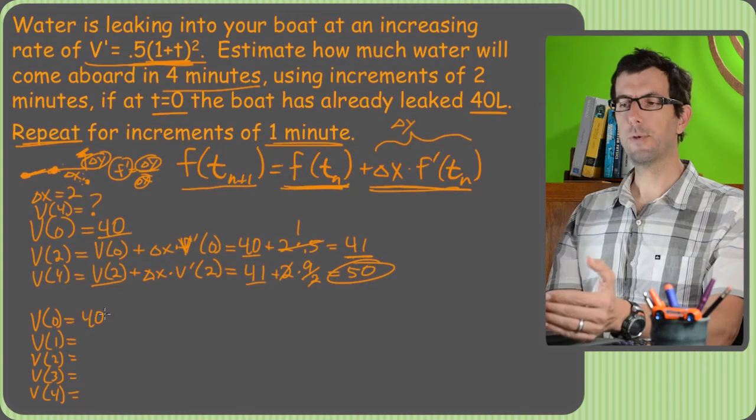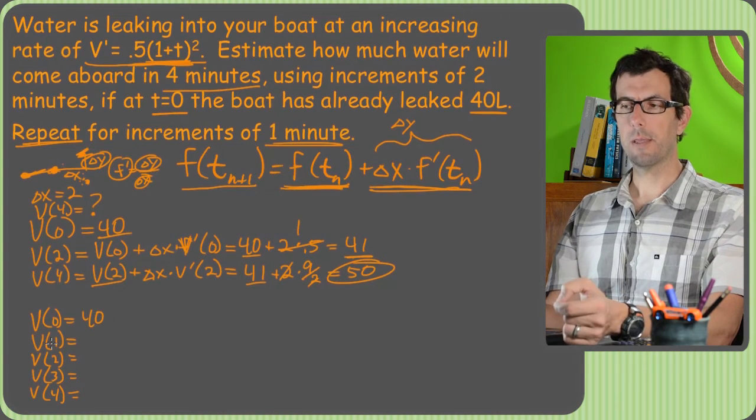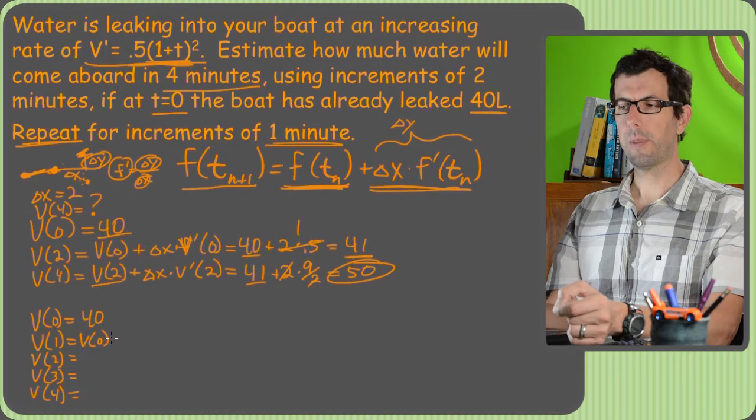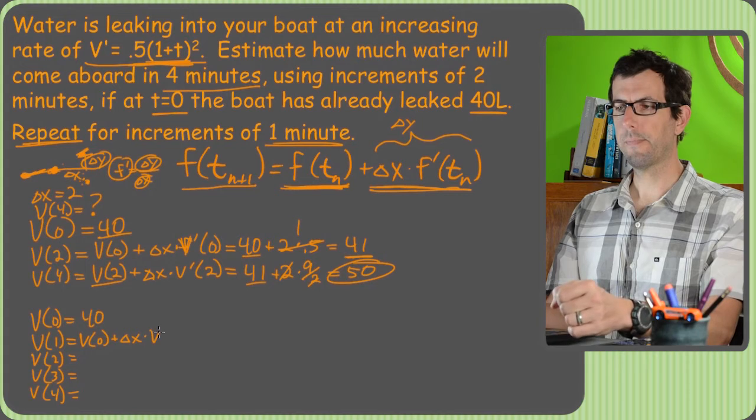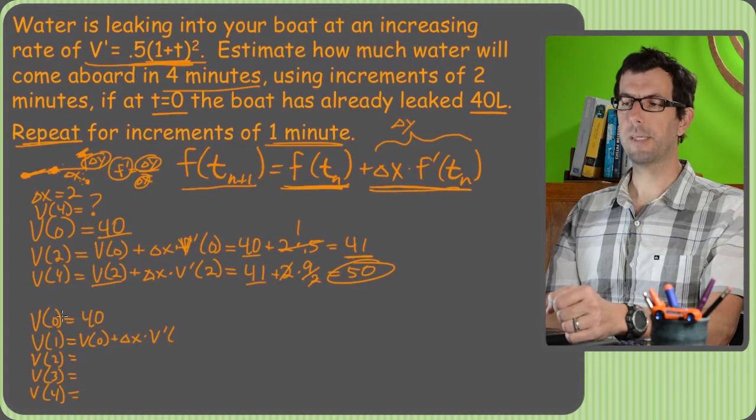All right, so v0 we already know is 40. V of 1 is where we're going to plug in. So v of 1 is going to be v of 0 plus delta x times v prime of the previous x, which is 0.